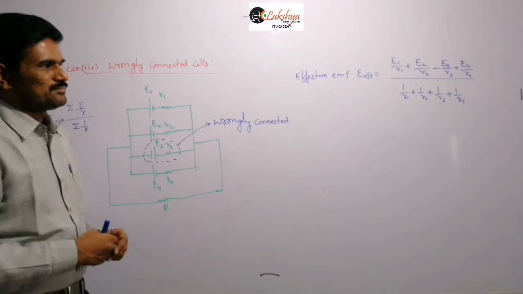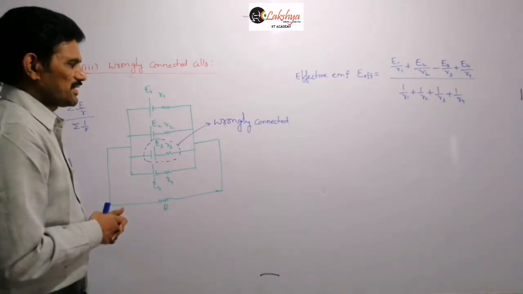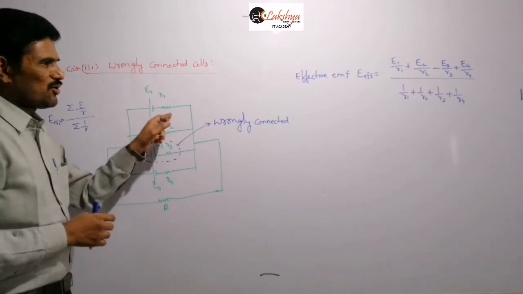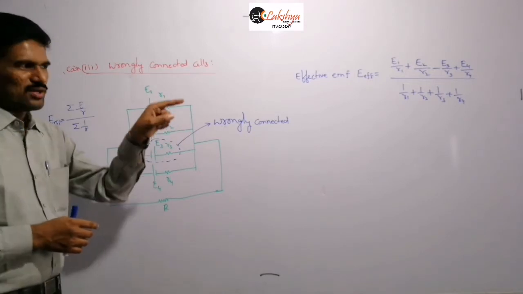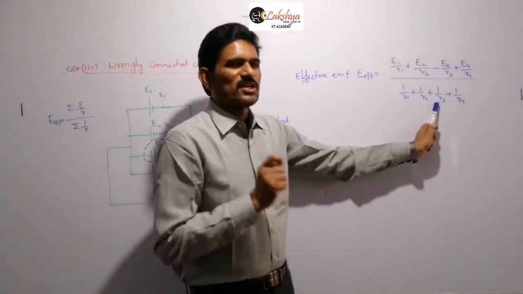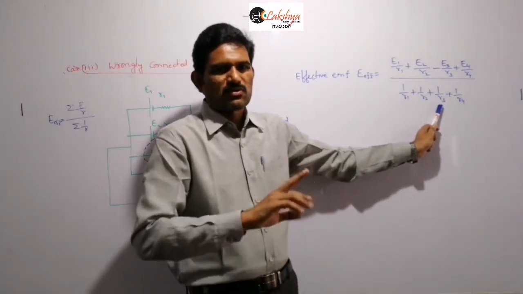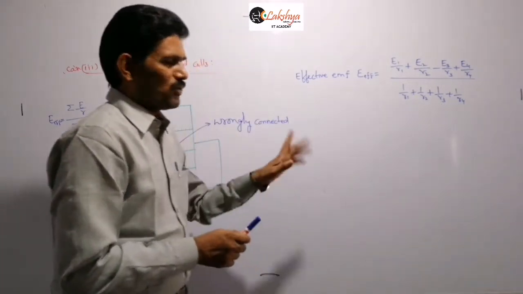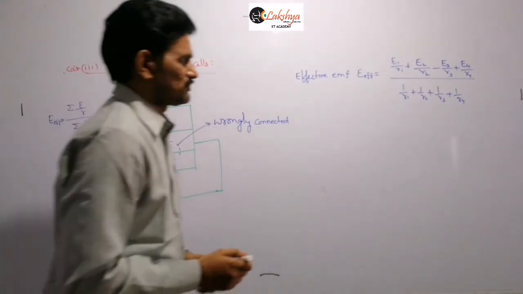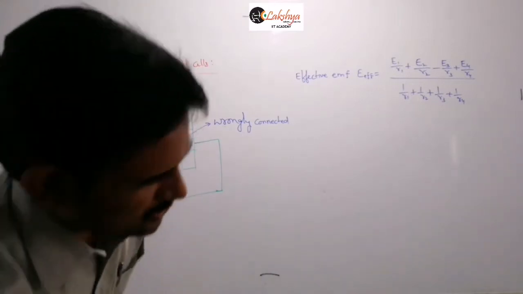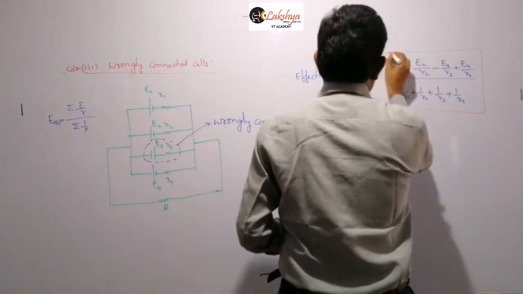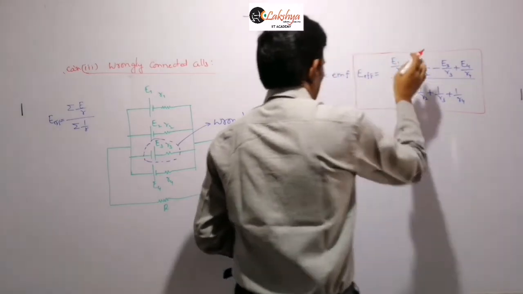So similarly here, if one of the cells is connected wrongly, the EMF will be in the opposite direction. So in the numerator we need to take the negative sign, but in the denominator, when you are finding this 1 by R effective value, 1 by R1 plus 1 by R2 plus 1 by R3 plus 1 by R4, here we need to take positive sign only, irrespective of the polarities of the cells, right? So that point you need to remember. Only the negative sign we need to consider for that cell, and that too in the EMF term only. That is the effective EMF when cells are wrongly connected.